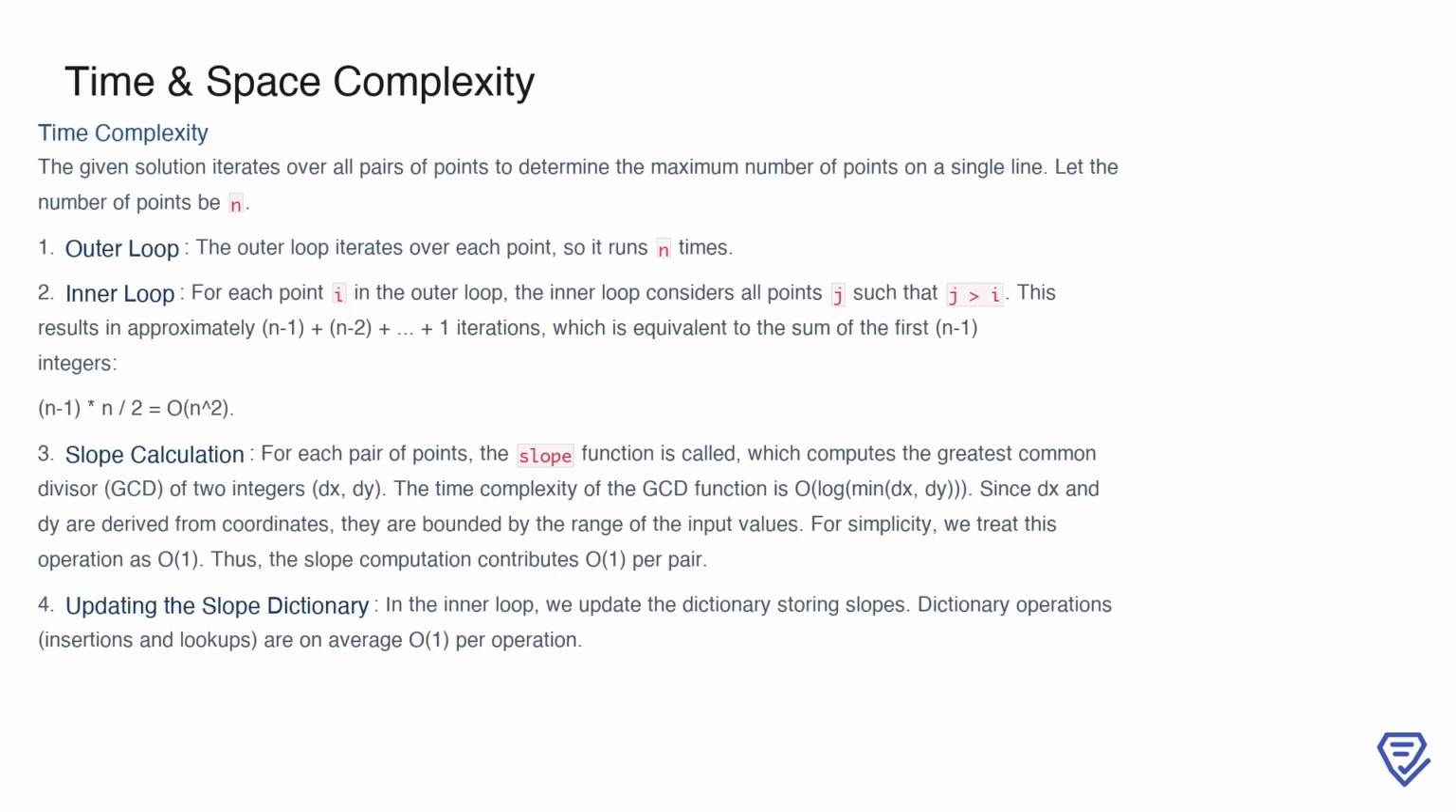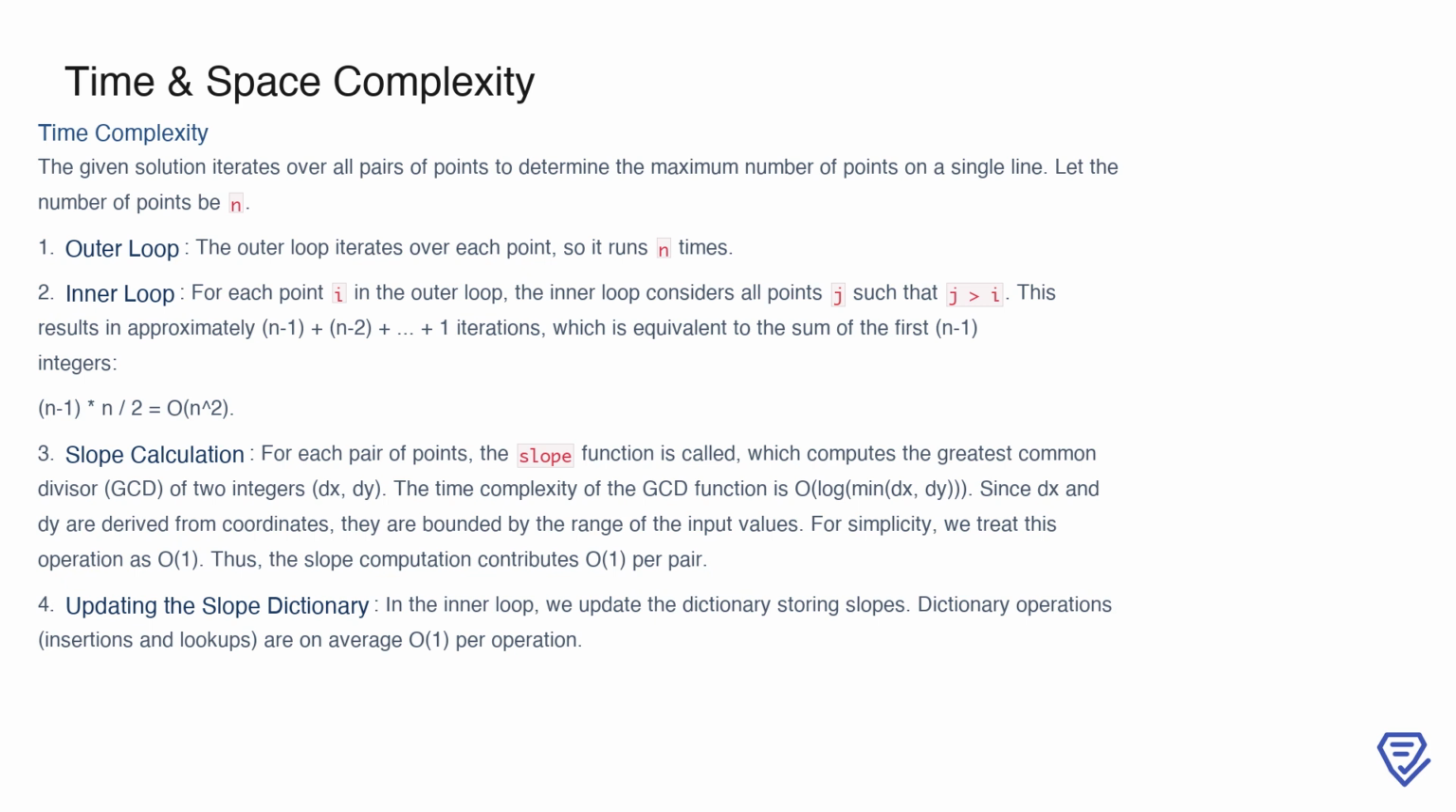In this algorithm, we aim to determine the maximum number of points that lie on the same straight line. To achieve this, we iterate over all possible pairs of points. If the total number of points is n, the outer loop will iterate through each point once, running n times. Within this outer loop, the inner loop considers all points that come after the current point. This means, for each iteration of the outer loop, the inner loop will run for the remaining points, leading to a total of (n-1) + (n-2) + ... + 1 iterations. This sum is equivalent to the first n-1 integers, which simplifies to (n-1) * n/2. This gives us an overall time complexity of n squared for the nested loops.